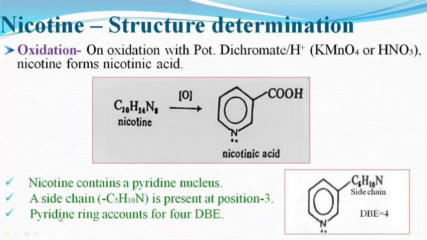Third, the pyridine ring accounts for 4 double bond equivalents. As you can see, 3 double bonds and one ring correspond to double bond equivalence equal to 4. Thus we have accounted for 4 double bond equivalence in nicotine. One double bond equivalent is still left.